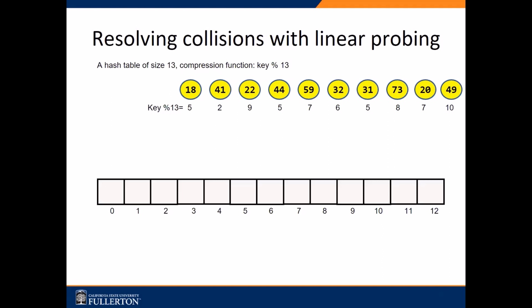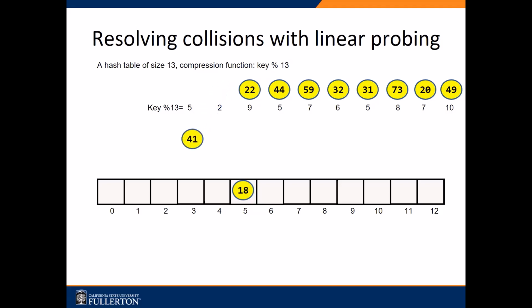So let's say I have a hash table of size 13, and I want to insert 10 keys. For simplicity, my keys are integers, which means that I can use a simple compression function of the key mod 13 to calculate the array index. These indices are also shown below the key. We'll first start with key 18. Key 18 on hashing should go into array index 5. And so that's where 18 goes. Next, let's insert key 41. 41 will get hashed to array index 2.